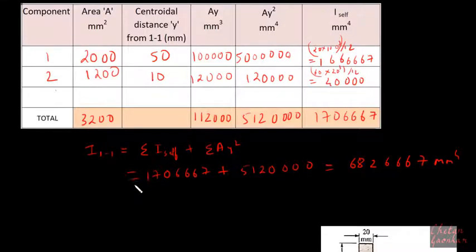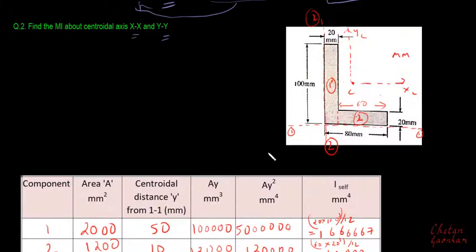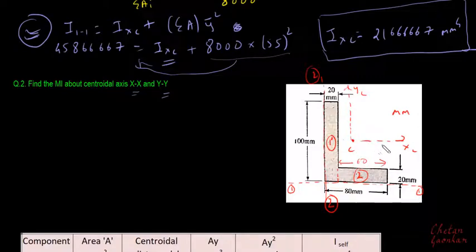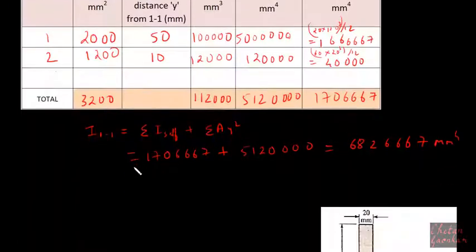So this is what we got, but I need to find the moment of inertia about the centroidal axis xc. So again I can use the parallel axis theorem, which can be written as I11 will be equal to Ixc, that is the moment of inertia about the centroidal axis, plus summation of area times y bar square. Fine.